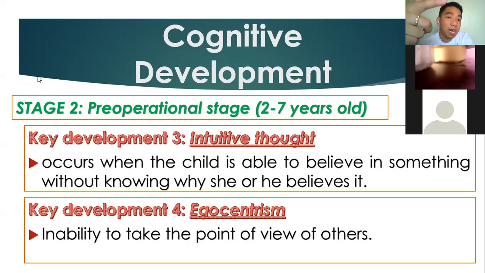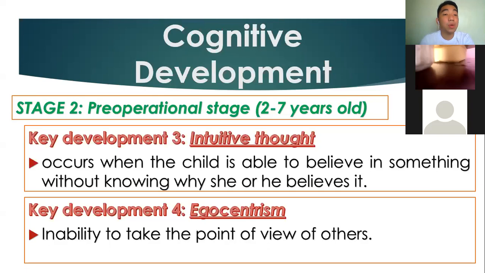Have you noticed that children ask question after question? Why, why, why? When I said intuitive thought, it's because he wants to know something. He wants to know more about something. But in the end, it's still himself that he believes. It's because in this key development, at this stage, 2 to 7 years old, he is egocentric.